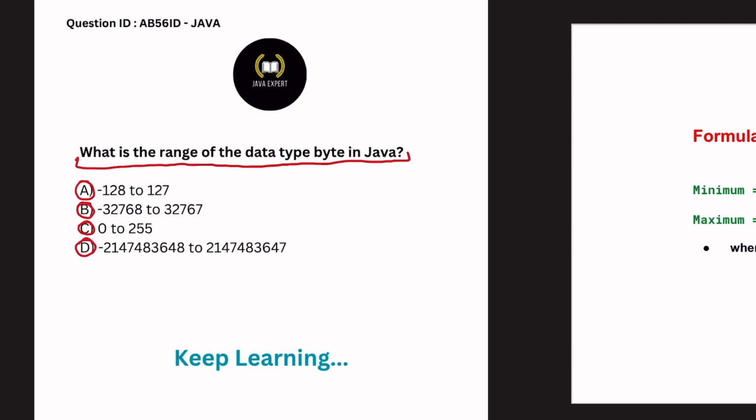Option D: -2147483648 to 2147483647. Okay, let's understand all these options one by one and find out the correct one.